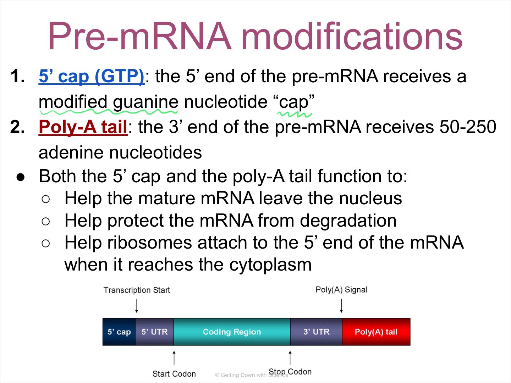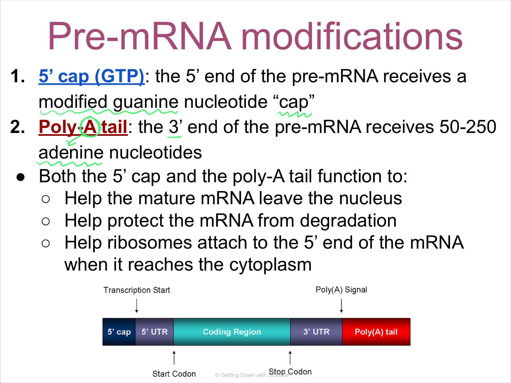Then we need a poly A tail. This happens on the 3' end of the pre-mRNA, and it's going to receive somewhere between 50 to 250 adenine nucleotides. So poly A tail, adenine. Poly means many, A is adenine, so it has many adenines added on to the 3' end. So the 5' end gets a cap, and the 3' end gets a poly A tail.